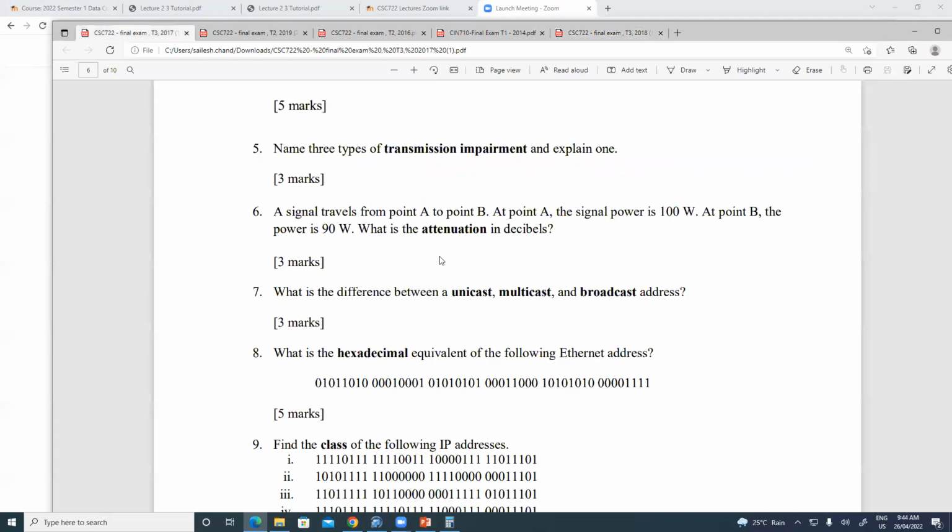Okay, some past year types of questions here. This is trimester 3, 2017. These two questions here. We are already talking about the 3 types of transmission impairment, so don't worry about question 5. Let's do question 6.